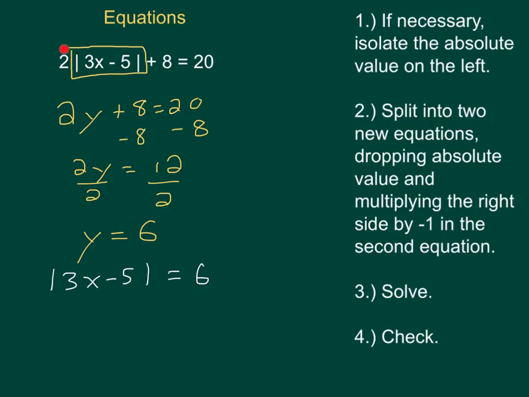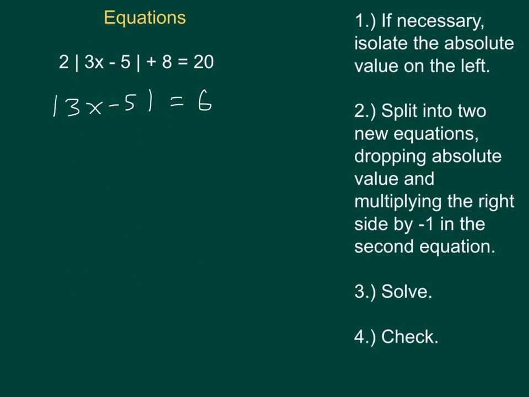You don't want to distribute the 2 in to make that 6x minus 10. Don't divide by 2 first unless you're also dividing the 8 by 2. But you just have to be careful about those things. Anyways, now that we have our equation of 3x minus 5 equals 6, we're going to move on to step 2. So I've just cleared up that a little bit.